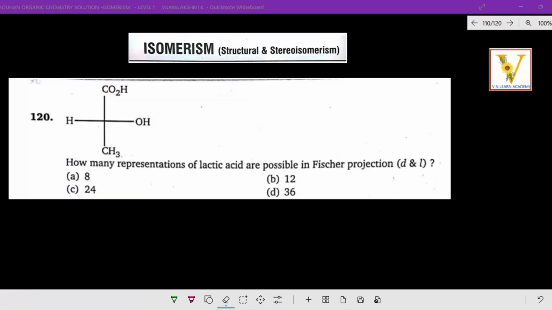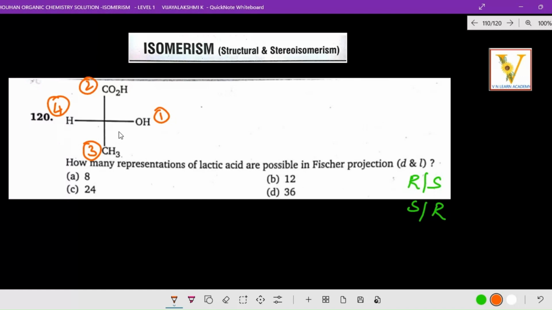The next question: CH3, CHOH, COOH. How many representations of lactic acid are possible in Fischer projection, D and L? Okay, now we are talking about D and L. We can bring the RS absolute configuration over here, so that it will be easy for us to remember. Now this is COOH and OH, CH3 and H. Higher priority goes to OH, it is first, this is second, this is third, and this is fourth. The fourth priority is on the vertical. So here it is anticlockwise, and anticlockwise means R, right?